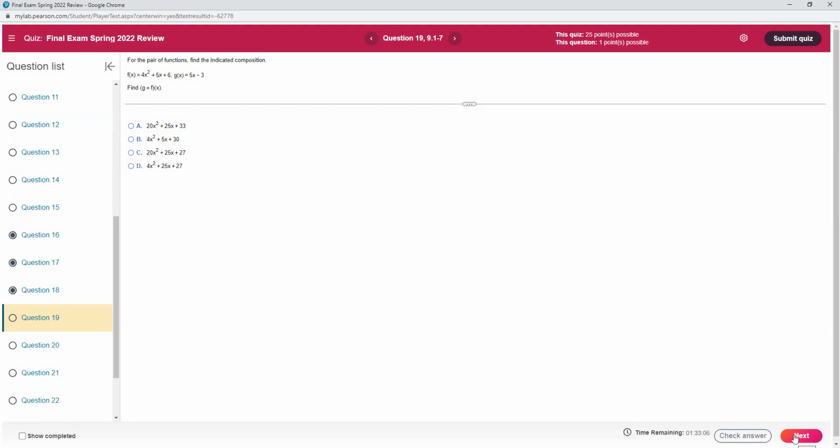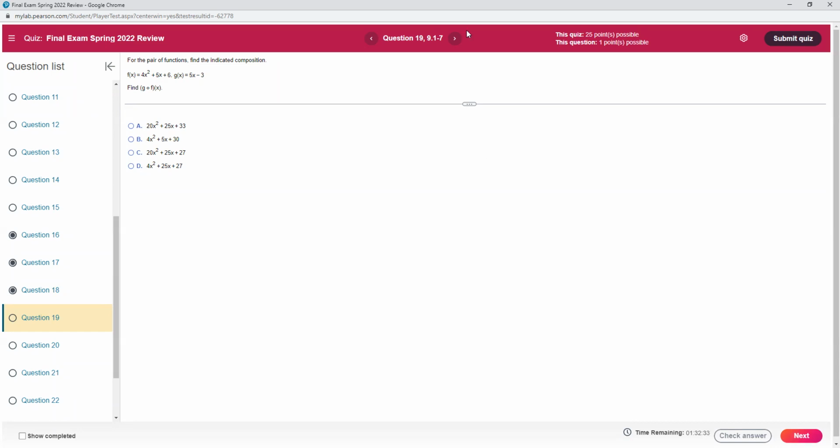All right, now 19 is the same as 18, except they're not giving me a number to put in. They're just putting x's here. So y'all, f of x is going to equal 4x squared plus 5x plus 6. G of x equals 5x minus 3. They want me to find G compose f of x. All right, so I got my problem wrote down.